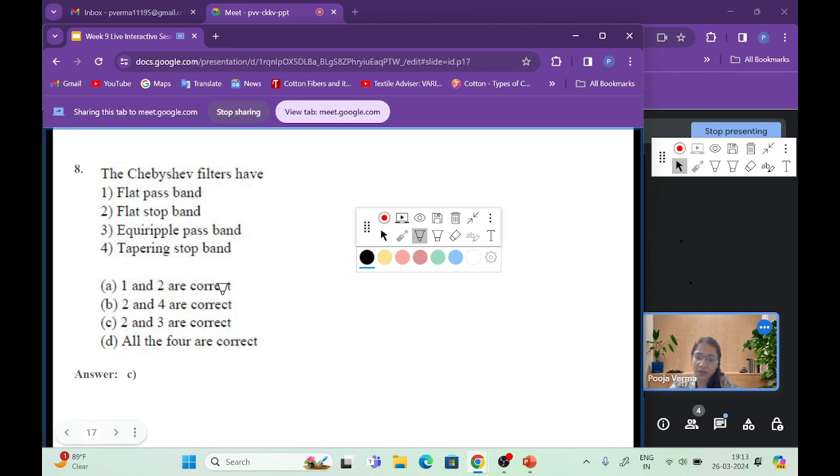Okay. So option A is 1 and 2 are correct. Option B is 2 and 4 are correct. Option C is 2 and 3 are correct. And option D is all 4 are correct. So in the Chebyshev filter, we have flat stop band and equiripple in the pass band. The correct option is C. Okay. If you see the frequency response of the Chebyshev filter.